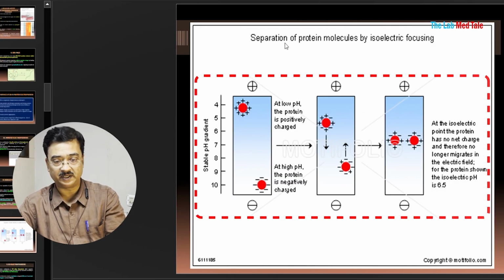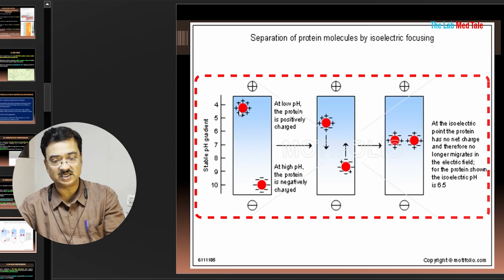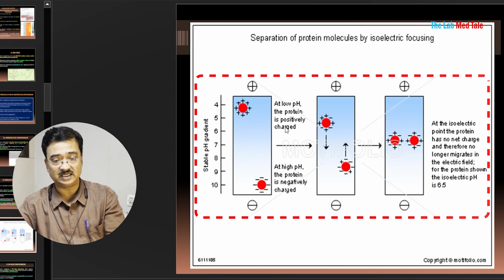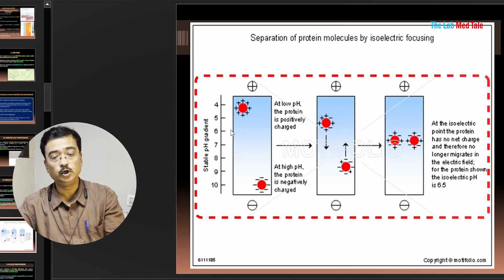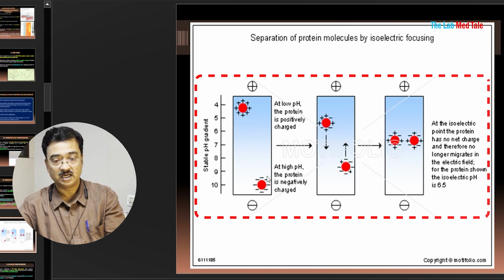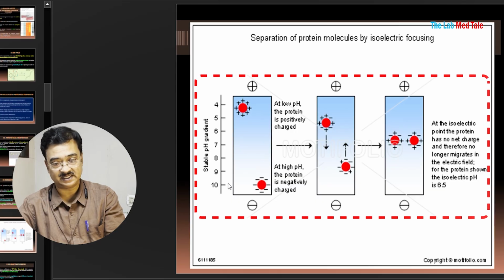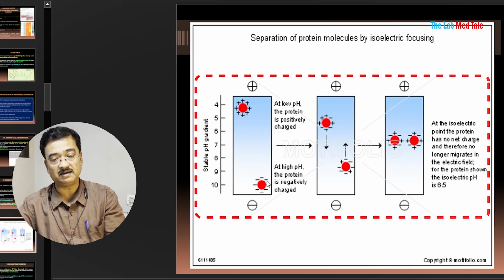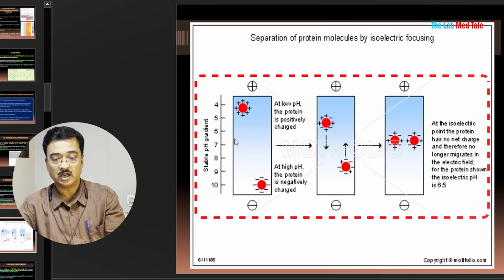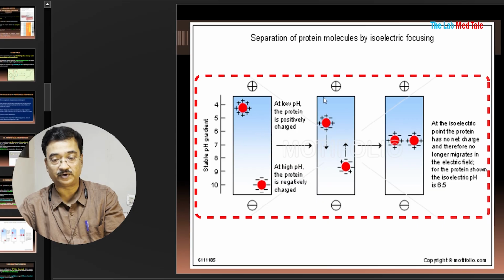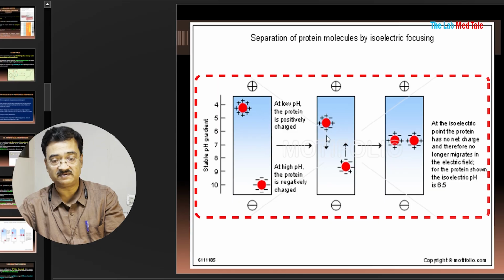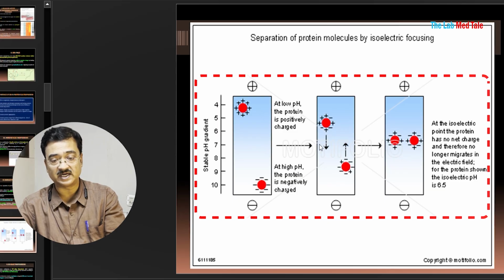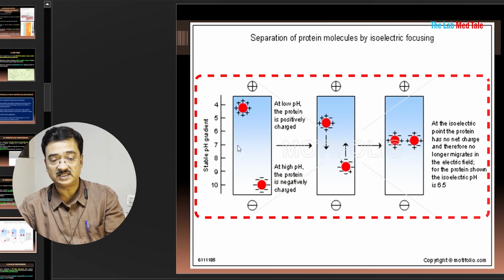See how it operates. This is a positively charged ion. This is a negatively charged ion. This positively charged ion, when the pH is low, that is acidic pH. Now, when the pH is high, that means alkaline pH, the same can behave as a negative ion. Now, you move electrophoretically, and there will be one point when the number of positive charges and the negative charges will be the same. So this is the pH.